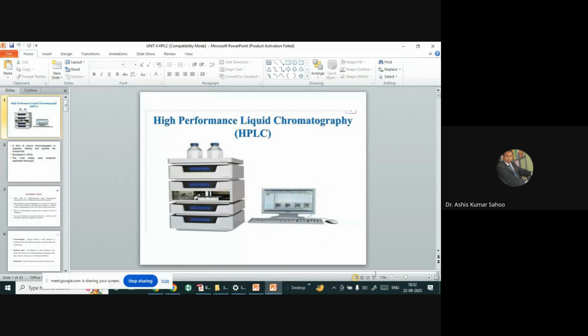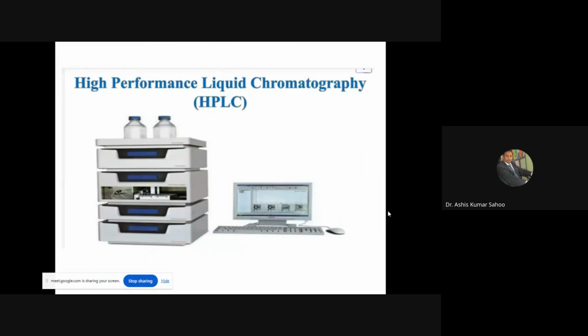So the next unit is HPLC. HPLC is nothing but high performance liquid chromatography. So this is a very advanced liquid chromatography. So what is the instrumentation around this?